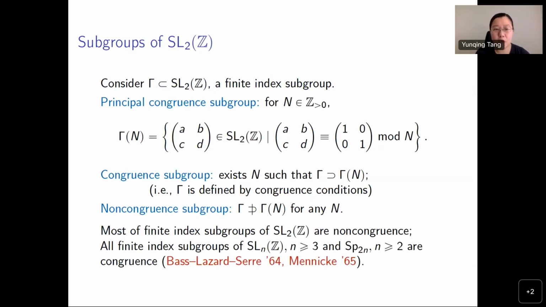Most of the finite index subgroups of SL2(Z) are actually non-congruence, while for groups of larger rank, say SL_n(Z) when n is at least 3, or Sp_2n(Z) when n is at least 2, they are actually congruence. This is a classical work of Bass-Lazard-Serre and also independently by Mennicke. Since today's topic concerns different types of subgroups of SL2(Z), we'll restrict our story to modular forms for SL2 and also elliptic curves. What we're going to talk about doesn't have a natural generalization to, say, abelian varieties. So we focus on the simple group SL2(Z).